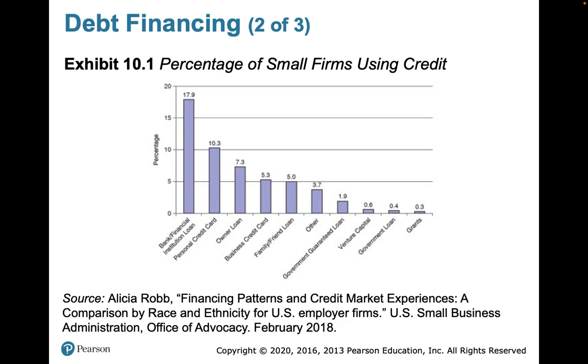Then personal credit cards, a lot use credit cards to run their business. We have debit cards, we have credit cards, so they could actually use this. Then we have owner's loan, and in the US, this is how it is in place. So it shows that a lot of firms go for the bank financial institution loan, and a few get grants. Okay, grants are given.